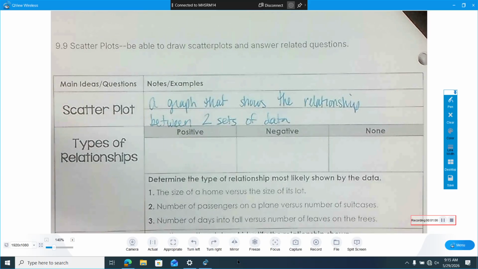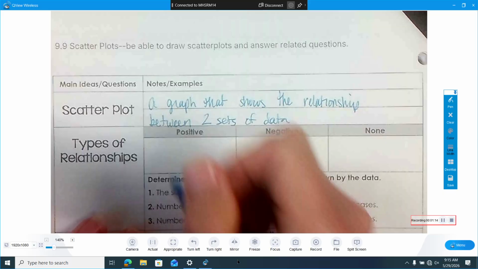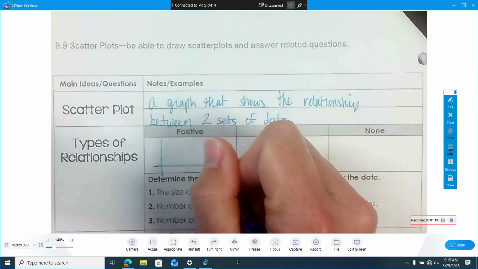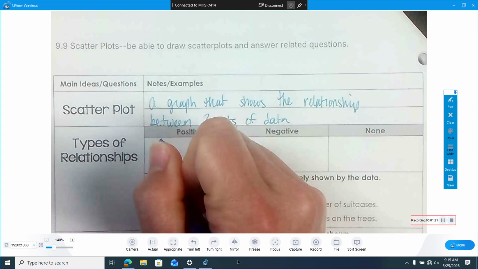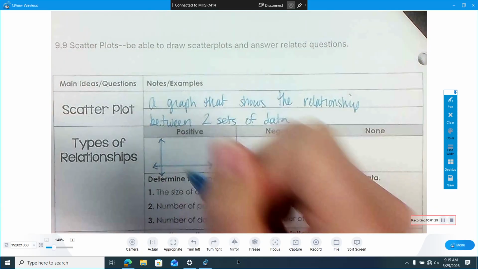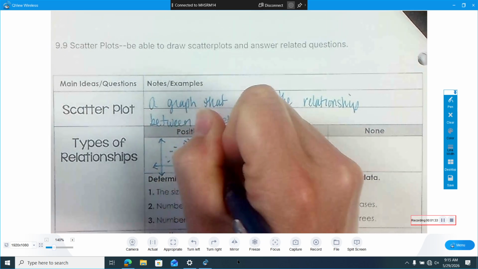And there are three different types of relationships. So positive, negative, or no relationship. What we're doing is graphing things on the XY coordinate plane. So I know you know how to do that. And you're going to be graphing the two inputs and outputs, and they're going to create a little pattern like that.